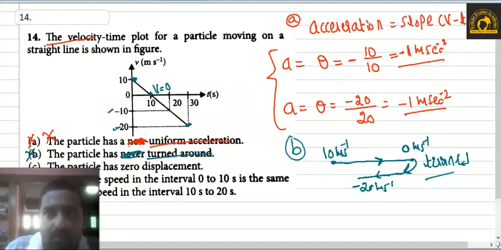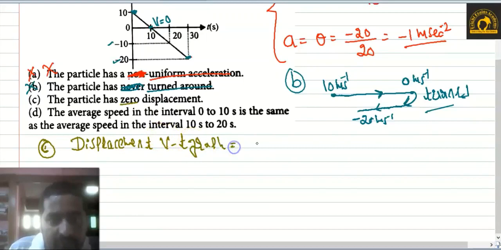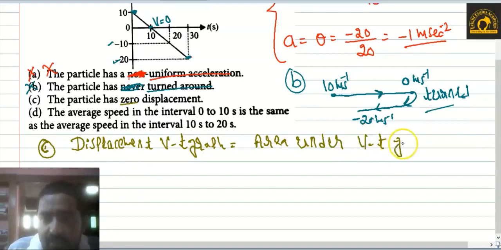Then let's check option C: the particle has zero displacement. So how do we find the displacement in the VT graph? The displacement in the VT graph is equal to the area under the VT graph.